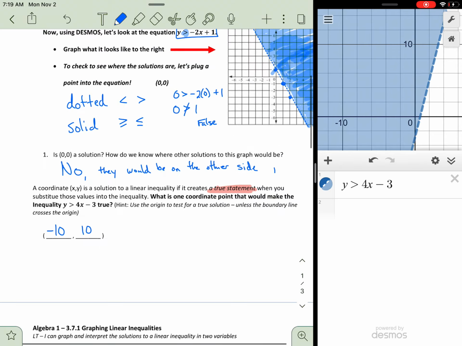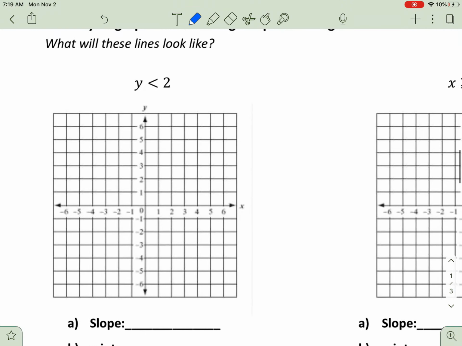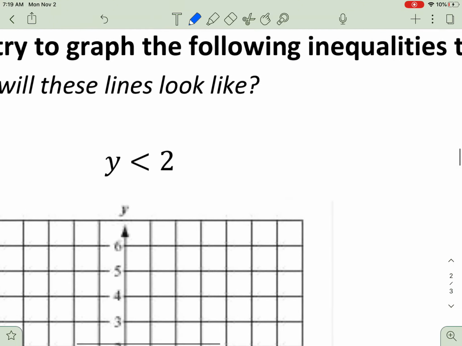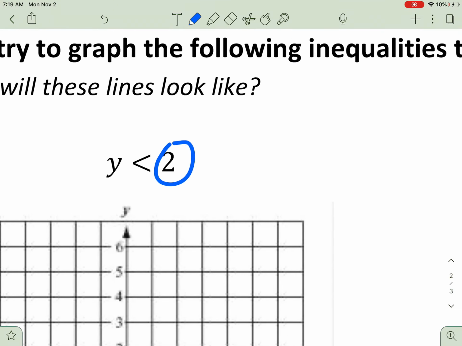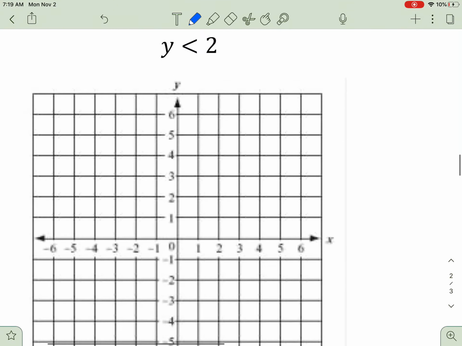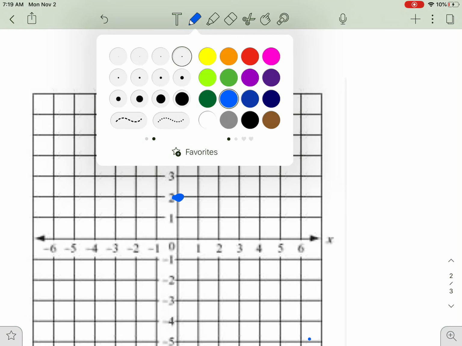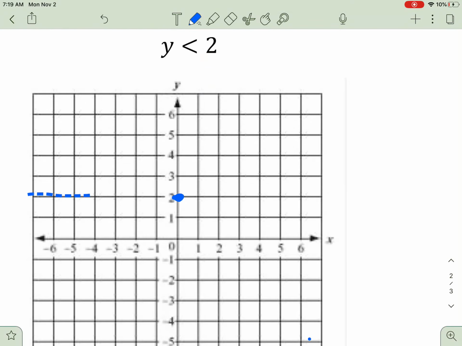Okay, so let's try to graph some of the inequalities together here, just without Desmos. What will these lines look like? Okay, so y is less than 2. Okay, well, y is 2 right here. So that's got to be a line, and since there's no line underneath, this is a dotted line. So we're going to make this a dotted line.